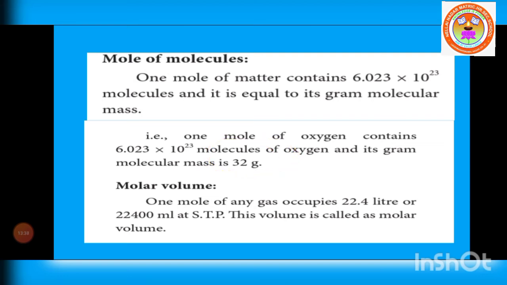Then molar volume. Already I explained to you, 1 mole of any gas occupies a volume of 22.4 liter or 22,400 ml at standard temperature and pressure. So this volume is called molar volume. That is also a very important question. What is molar volume? 1 mole of any gas occupies 22.4 liter or 22,400 ml at STP. This volume is called the molar volume.